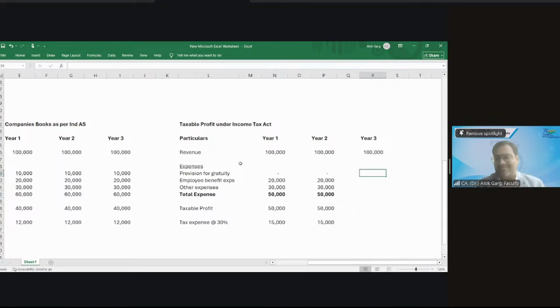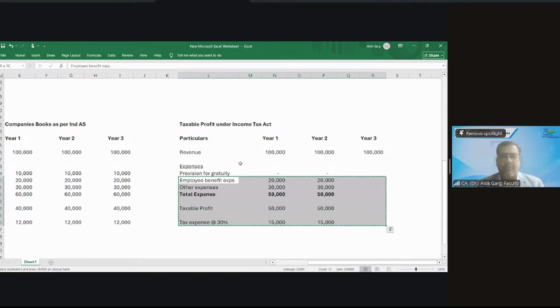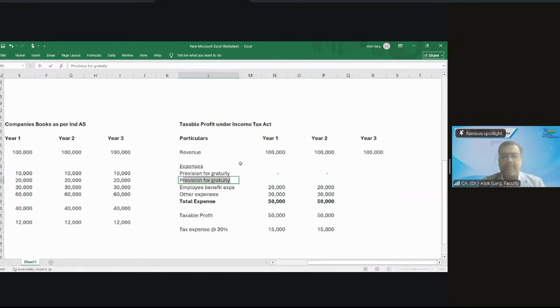Third year. Provision for gratuity. Instead of provision for gratuity, shall I write this as a payment of gratuity? So let me keep one more line item, payment for gratuity. There are no payments in the first two years, okay?